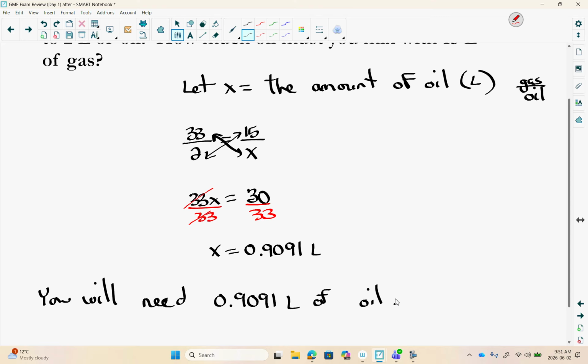Everyone okay with that? If you flipped it, if you put oil over gas, if it was 2 over 33 equals x over 15, you're still going to get the same thing. 33x equals 30. Divide both sides by 33. Just make sure it's nice to write it down so you can understand which number goes on top. I put the 33 liters and the 15 liters on top because that was the amount of gas. I put the 2 and the x on the bottom because that was the amount of oil.